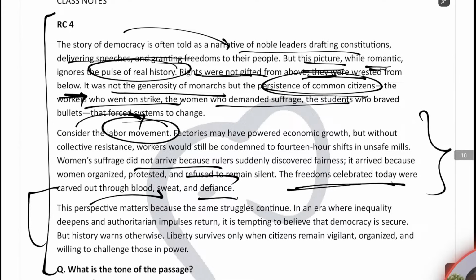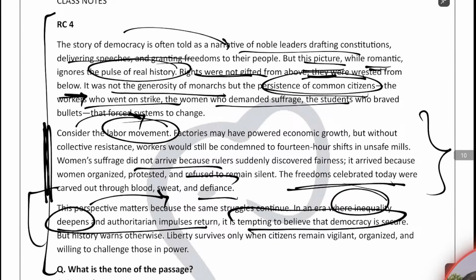Now, this perspective matters. That is, the struggle is also very, very important. There is a lot of inequality. There is a lot of authoritarianism. So we believe that democracy is secure, but democracy is not really secure. Yes, the tone of the RC is critical in nature. The answer is absolutely right. They are criticizing it. They are saying that democracy now is a myth. There are a lot of problems. So we feel that democracy is good, but democracy is not completely secure. There are a lot of problems, etc.